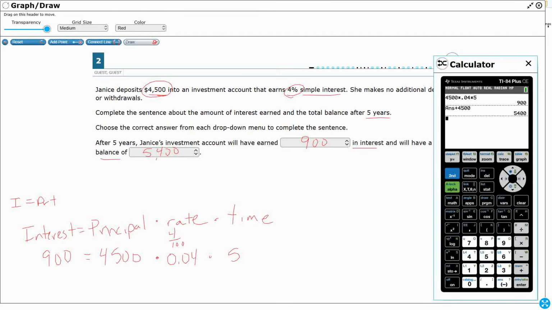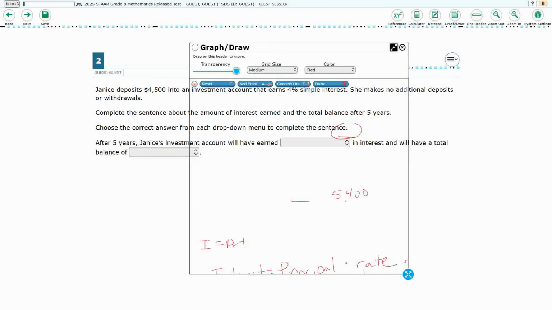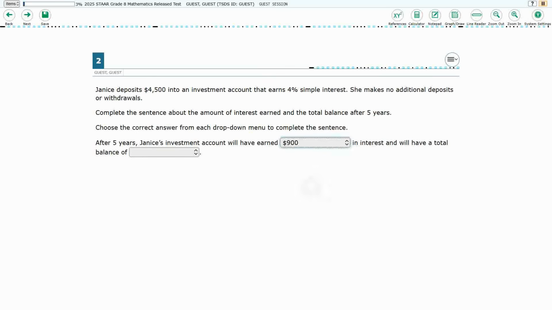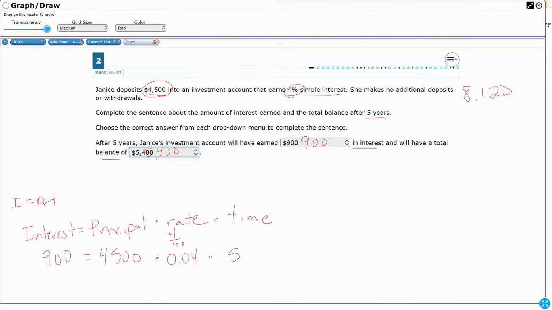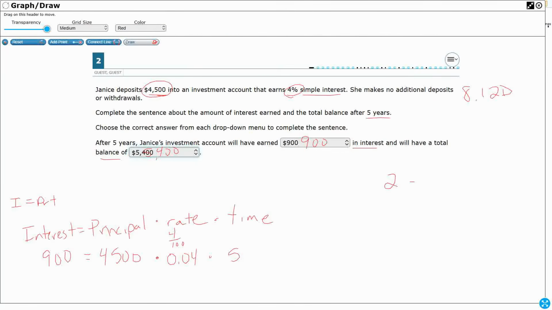All right, so those are our two answers. We had $900 in interest, $5,400 as our new balance. And this is a 2-point problem. And so in order to get both points, you need to get both correct. Obviously, we had 66% of our students get both.